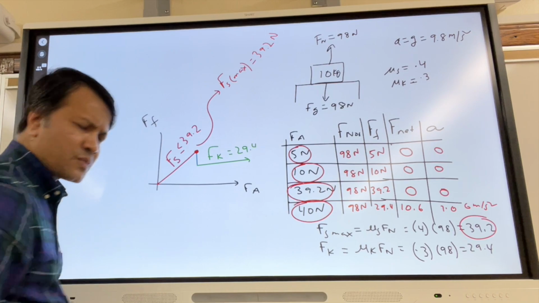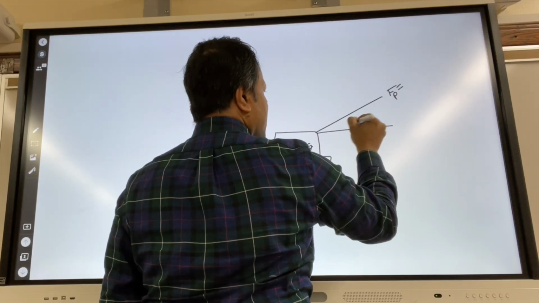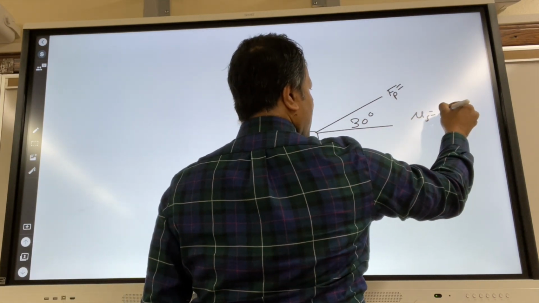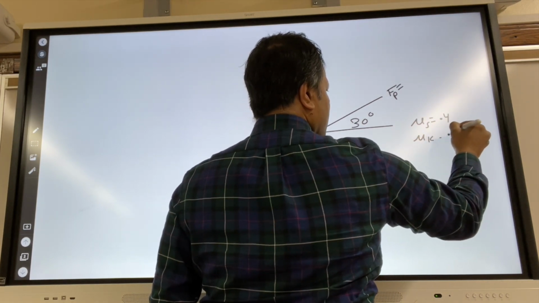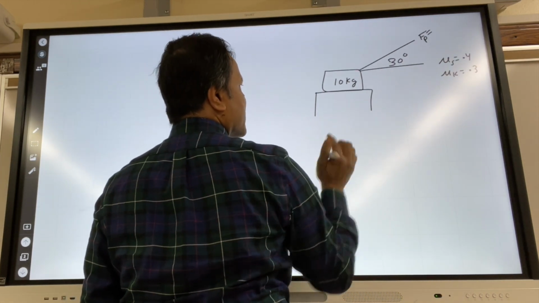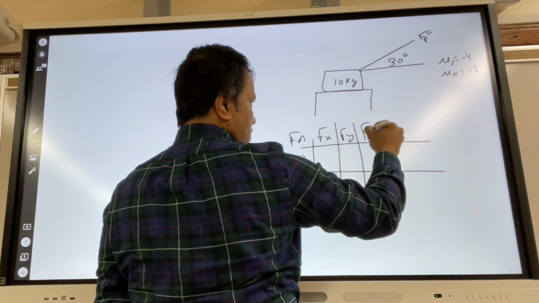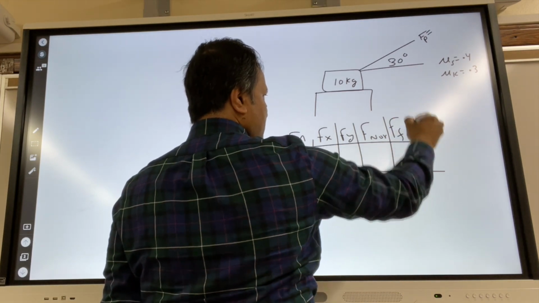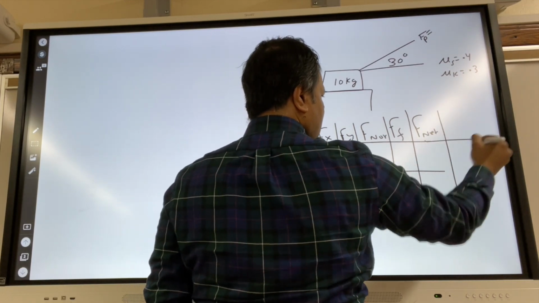Now we're going to do problem number two. 30 degree angle, mu s is 0.4 and mu k is 0.3. All right, so we're going to try to find the following things: applied force, normal force, net force, and then the acceleration.